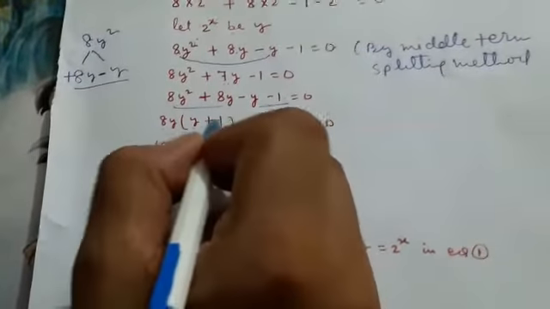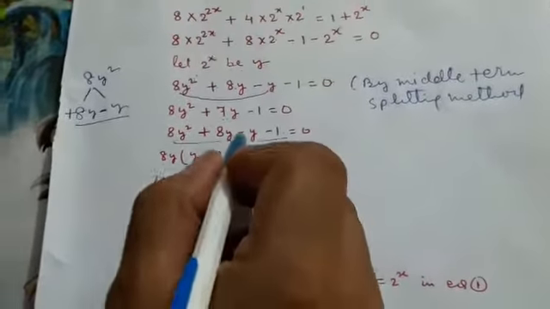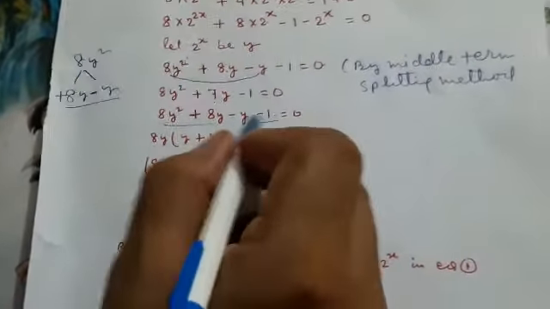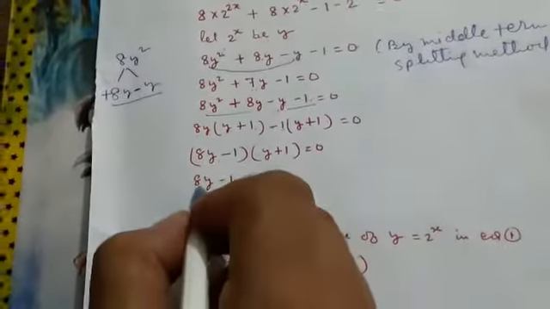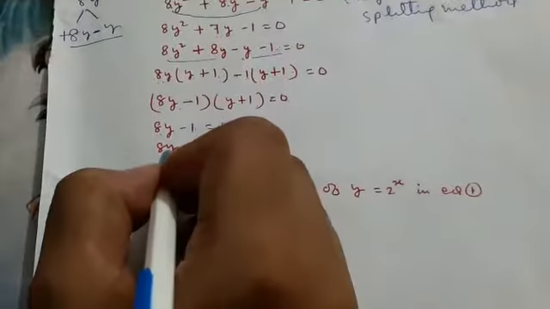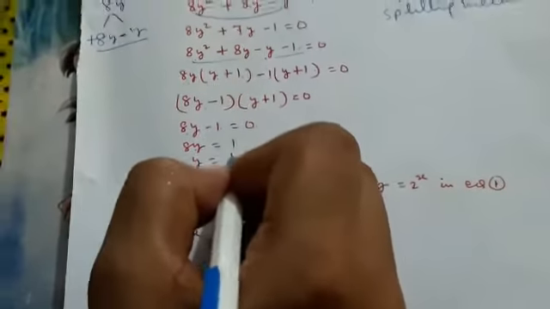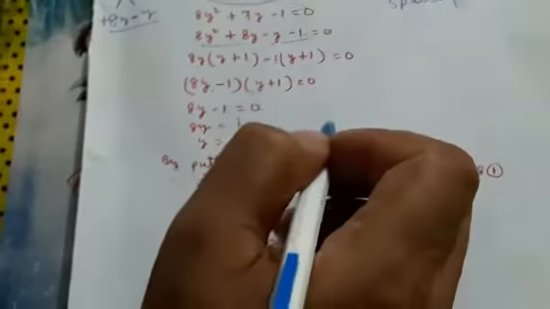Now make it a group. Here we will take 8y as common, so y plus 1 will remain inside the bracket. Here, minus, there is no common number, so we will take 1, so y plus 1 is equal to 0. Now 8y minus 1 and y plus 1 is equal to 0. So 8y minus 1 is equal to 0, so 8y is equal to 1. So y is equal to 1 by 8. This is our first equation.